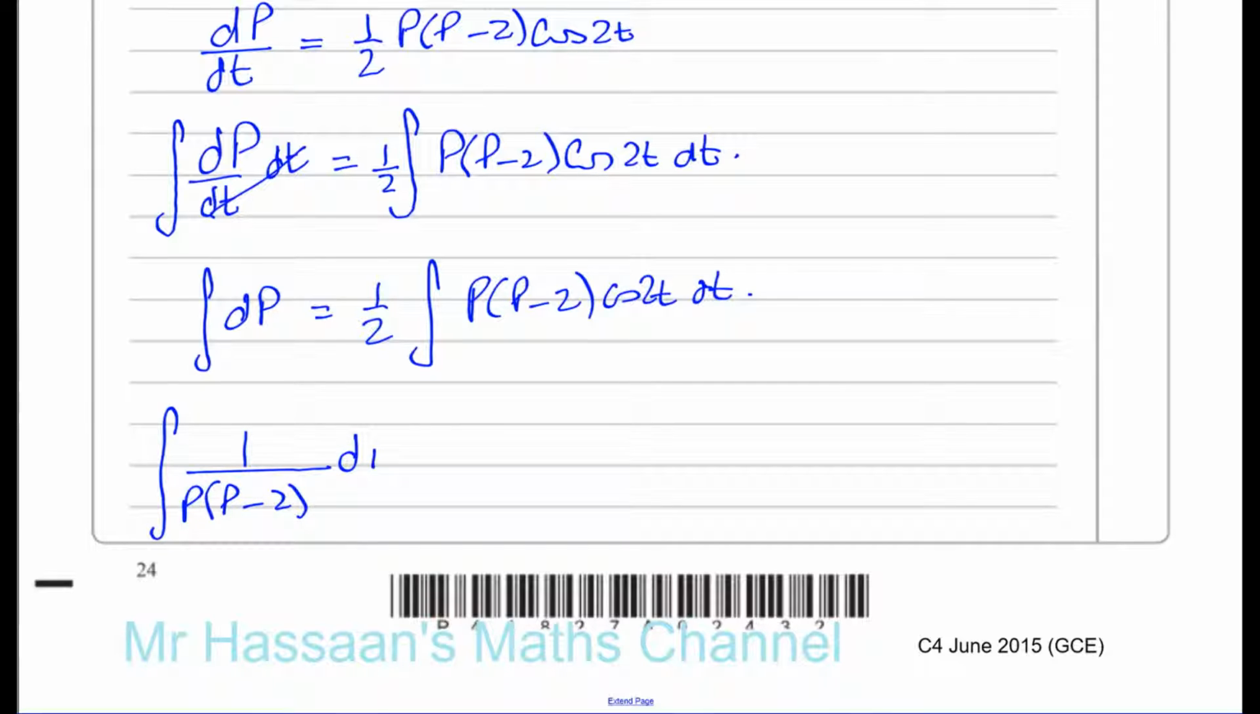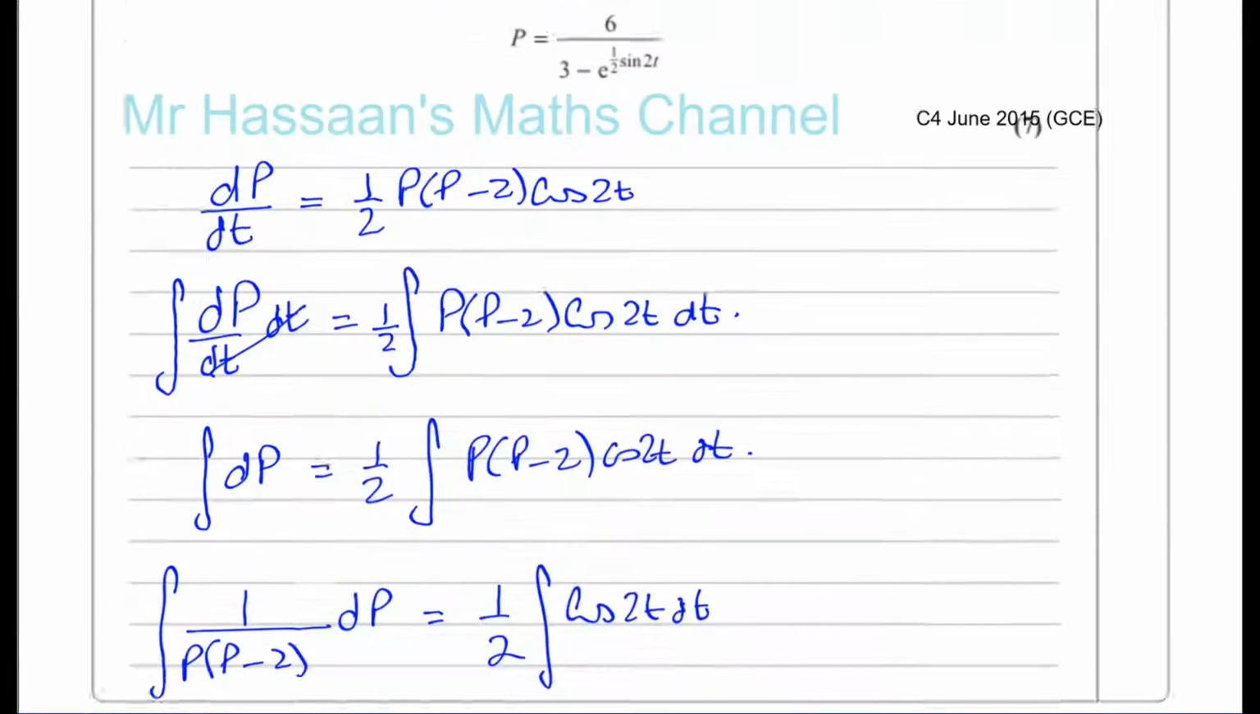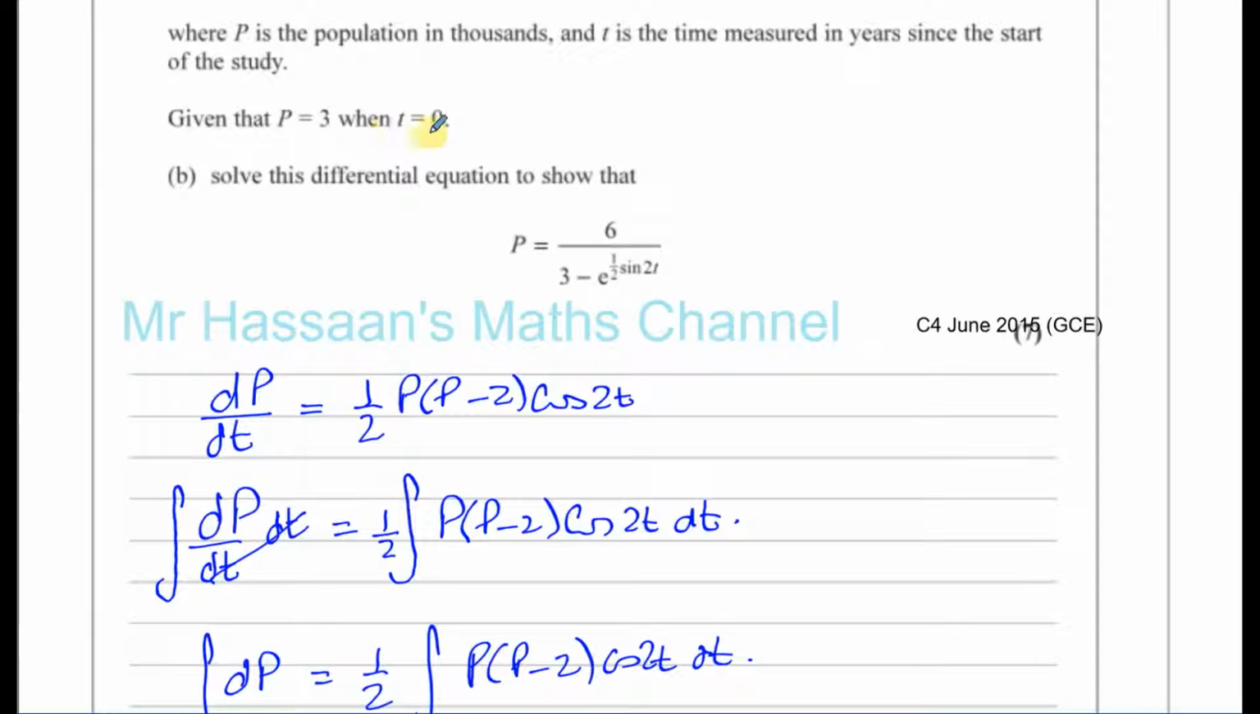I've got to integrate that with respect to p. And on this side, I've got a half times the integral of cosine 2t with respect to t. Okay, now, what it also says here is given that p equals 3 when t equals 0.